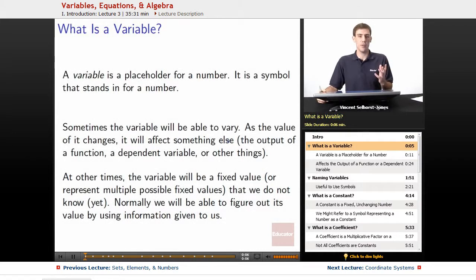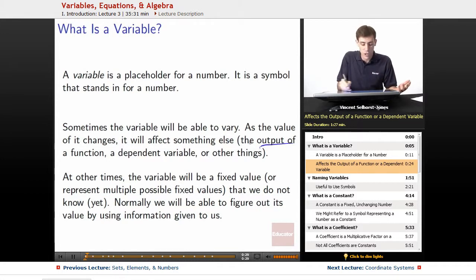What is a variable? We talk about them all the time, so we want to think of a variable as just being a placeholder. It's a placeholder for a number. It's a symbol that stands in for something that can come in later. It's standing in for a number. Sometimes the variable will be able to vary. It's going to be able to change depending on what we want to do. And as the value of the variable changes, it will affect something else. It might affect the output of a function. It might affect some other dependent variable.